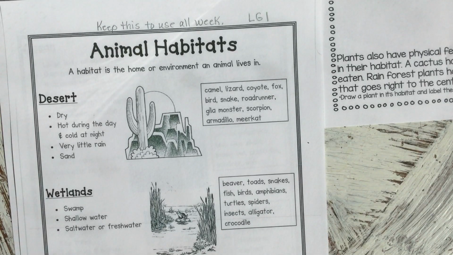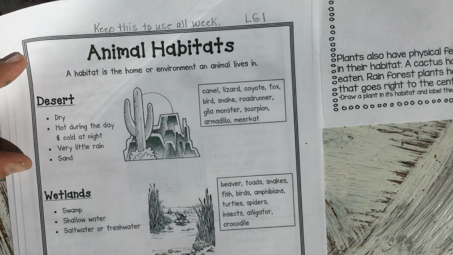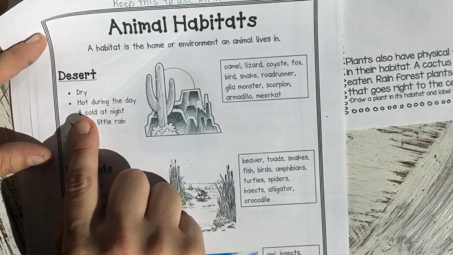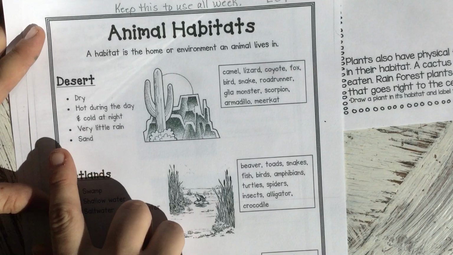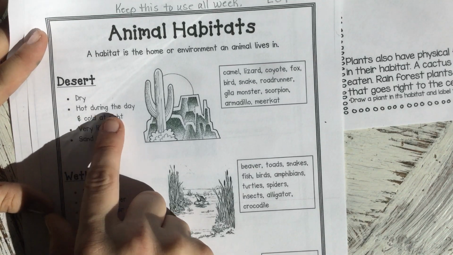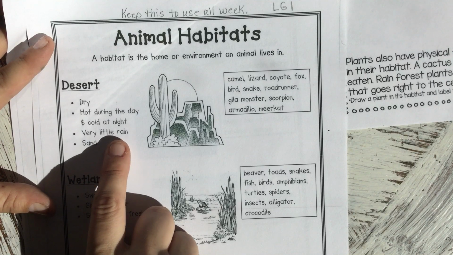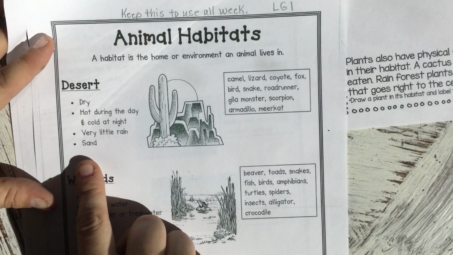We're going to be talking about habitats this week. So I'm going to go over some of the animal habitats that we're going to be going through. So we are going to be talking about the desert. The desert is dry, it's hot during the day, and it's cold at night. It sees very little rain, and there's lots of sand.